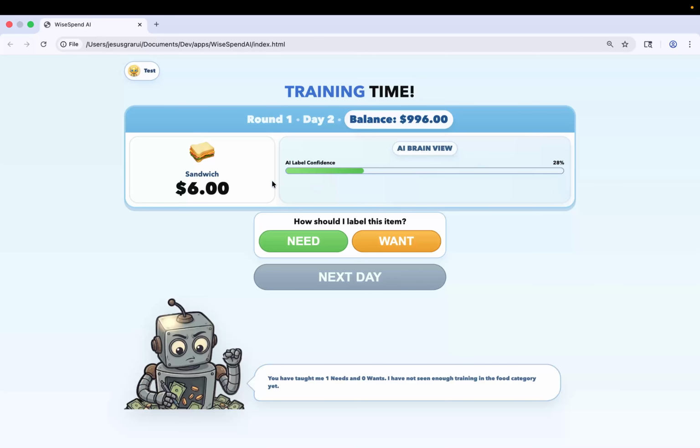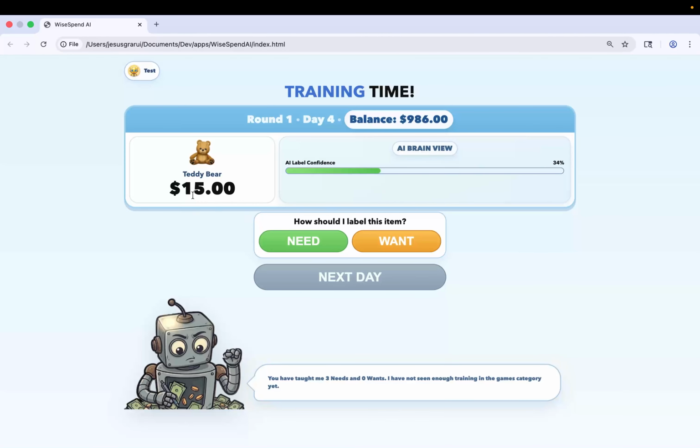And since we taught it one thing already, it's starting to think. So here it's saying, you have taught me one need and zero wants. I have not seen enough training in the food category yet, because it doesn't have enough information yet. Up next, we have a sandwich, which maybe we could label it as a need, since it's also a food. And again, it went up because it's learning. Apple juice, again, a need, it's going up.